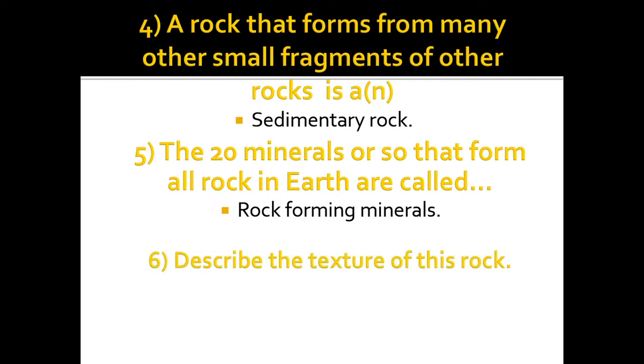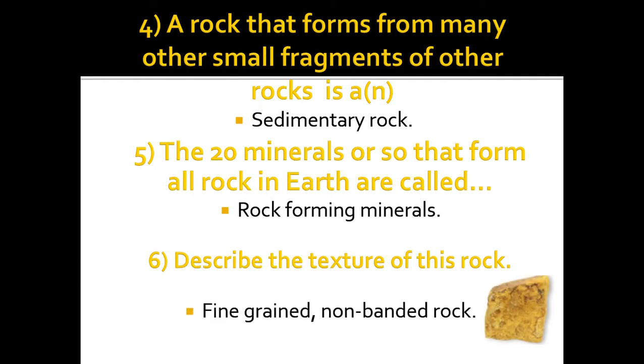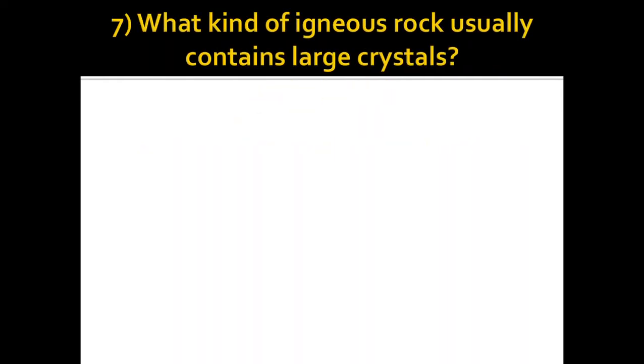Number 6, describe the texture of this rock. So remember that we have several categories to describe it, but these are the most important ones. So it will have a fine grain and a non-banded rock. Right. Next one. What kind of igneous rock usually contains large crystals? So the answer will be intrusive rocks.